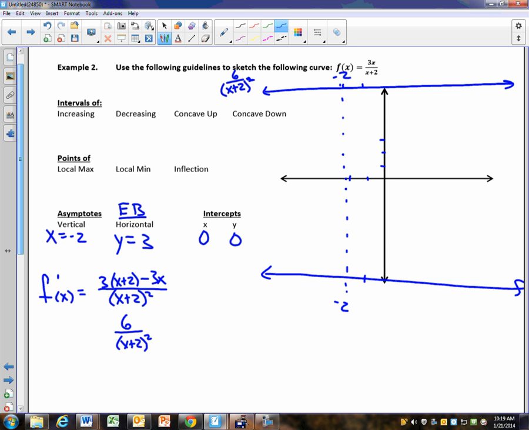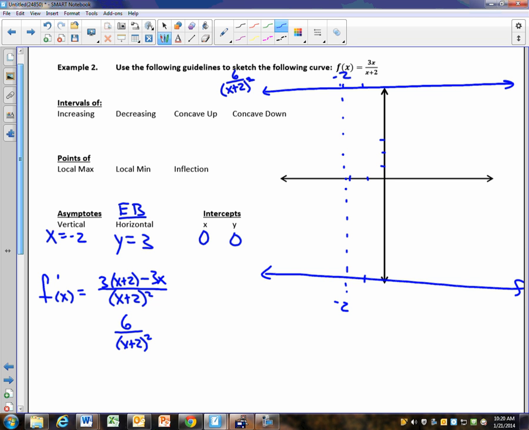Everybody look at the first derivative. The numerator, true or false? The numerator is always positive. True. True or false? The denominator is always positive. True. Why? When you square it, it's going to be positive. So, the derivative is always positive. Therefore, the function is always increasing. Always increasing. Okay? The derivative is always above the x-axis.